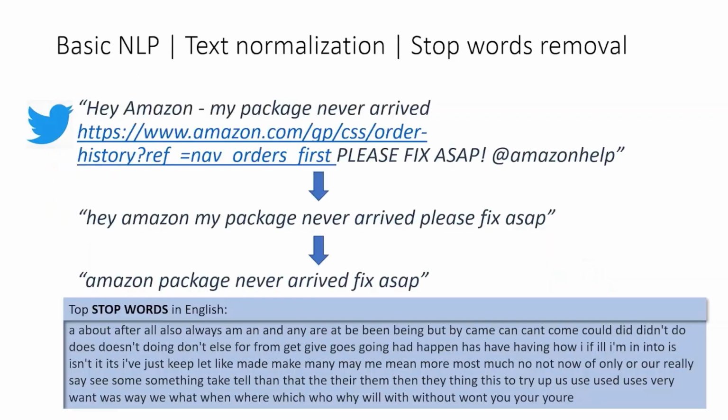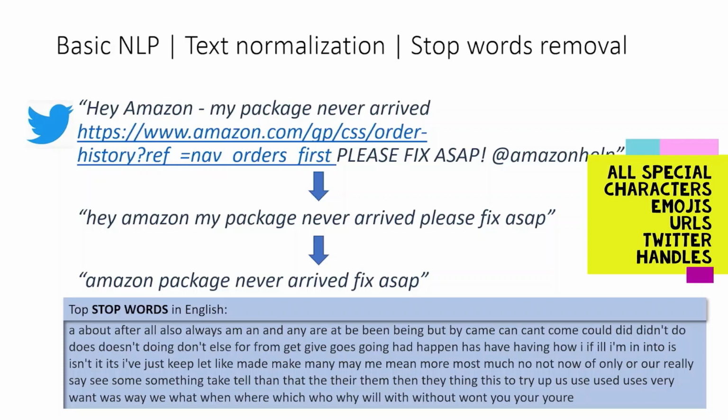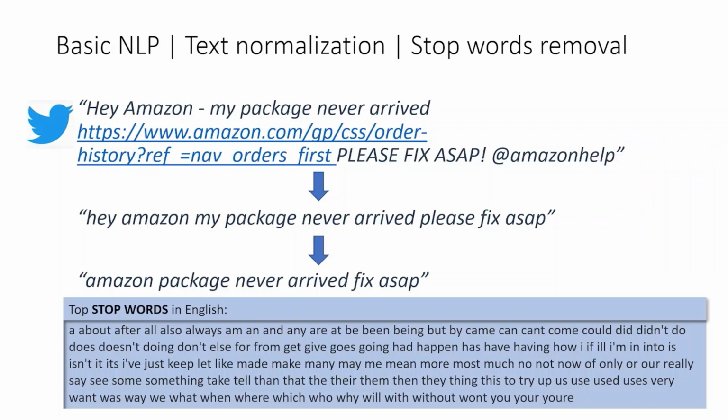So now let's take a look at text normalization. In a typical text normalization task, we remove all special characters, Unicode characters, emojis, URLs, Twitter handles, and so on. We make all capital letters small case, and we remove stop words. Stop words are the most common words in any natural language. For the purpose of analyzing text data and building NLP models, these stop words might not add much value to the meaning of the document.